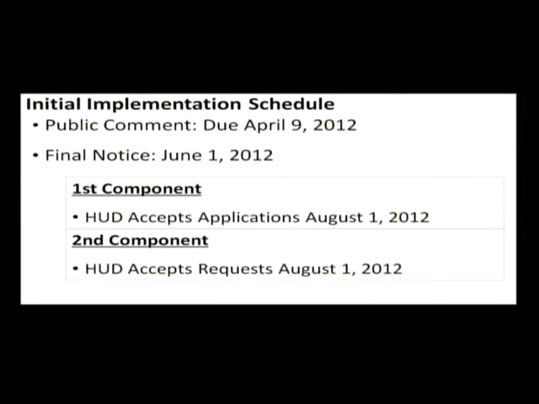But a couple of the things that we just want to remind folks of is that the comments are due April 9th. The Mod Rehab portion of the notice is proposed, so we are looking to receive public comment on the notice. There's a 30-day application period for conversions under the first component, and it's expected to begin on August 1st. Mod Rehab conversions under the second component can get started with submissions 120 days prior to the expiration date of the HAP contract after the final notice is published.